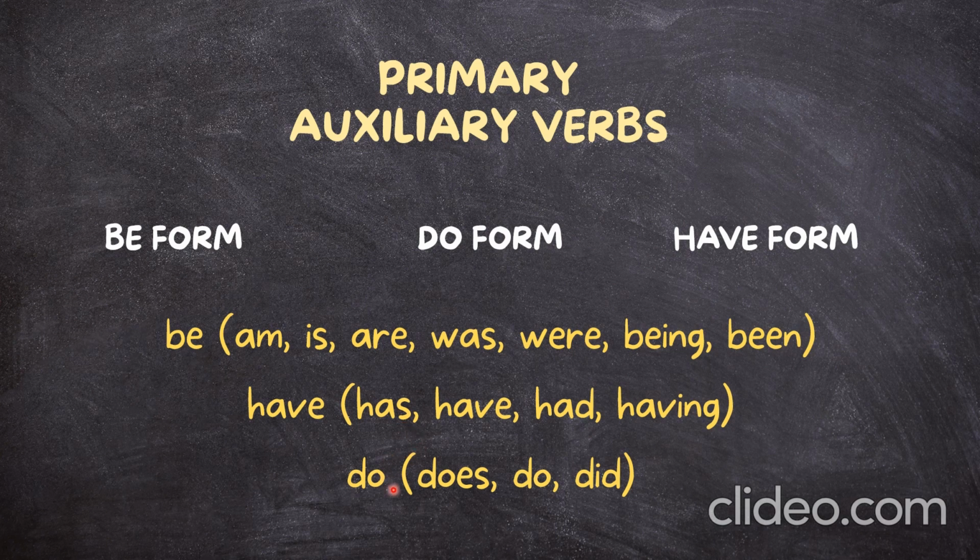And do forms: does, do, and did. They are used to form questions, negatives, and emphatic expressions. Example: Do you like ice cream? It's a question. She does not know is a negative sentence. I do not like ice cream. Emphasis.